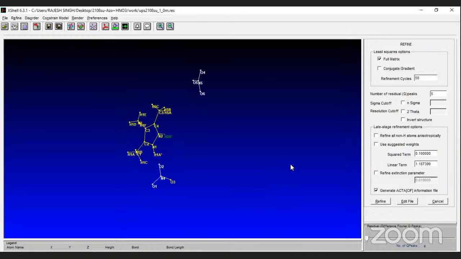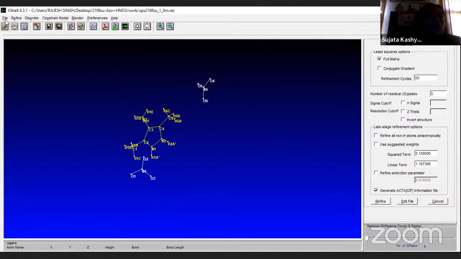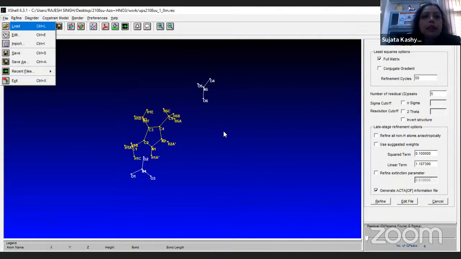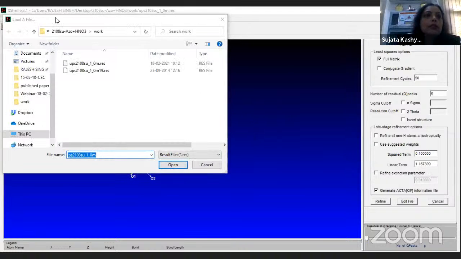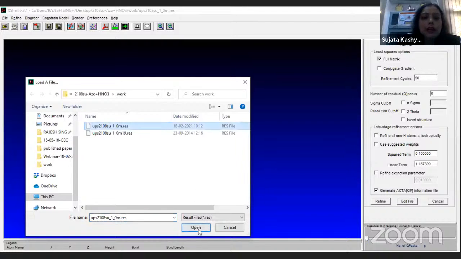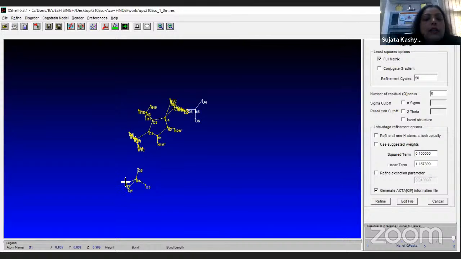Yes, ma'am. So here's the molecule. I will show you from the beginning. From the load file, you have to load your res file. Open your res file, and here we can see certain Q peaks. These Q peaks are the electron density, and depending upon what we are expecting, we have to assign them, whether it is carbon, nitrogen, or oxygen, or whatever atom is there in your system.